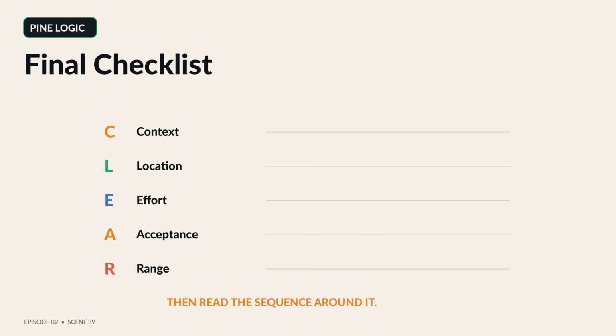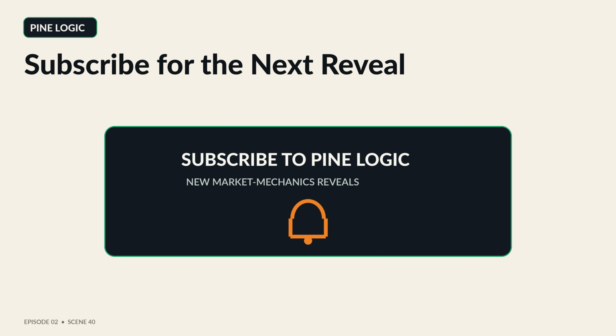Next time a candle looks important, do not name the pattern first. Run CLEAR: context, location, effort, acceptance, range. Then read the sequence around it. You will not know the future, but you will understand much more clearly what price has already revealed.